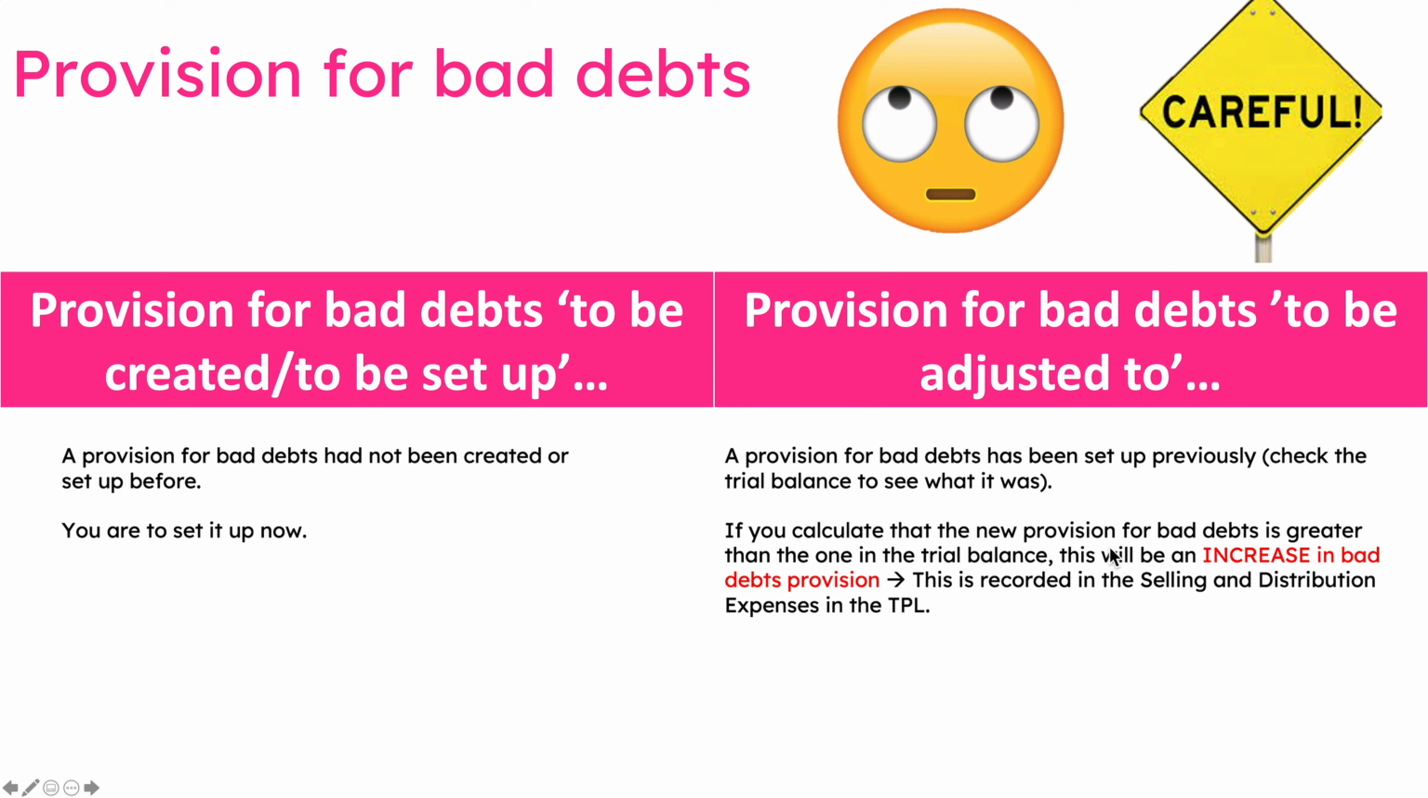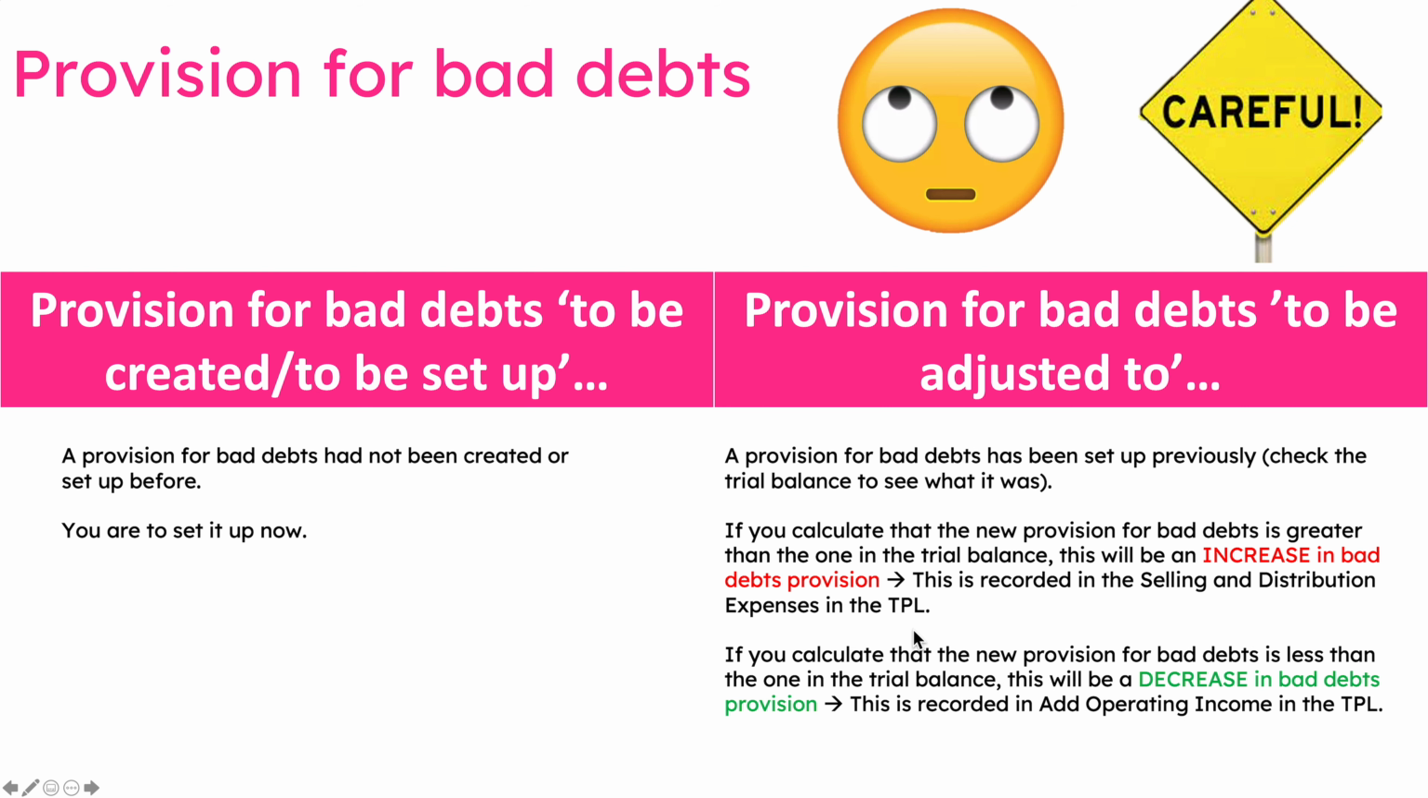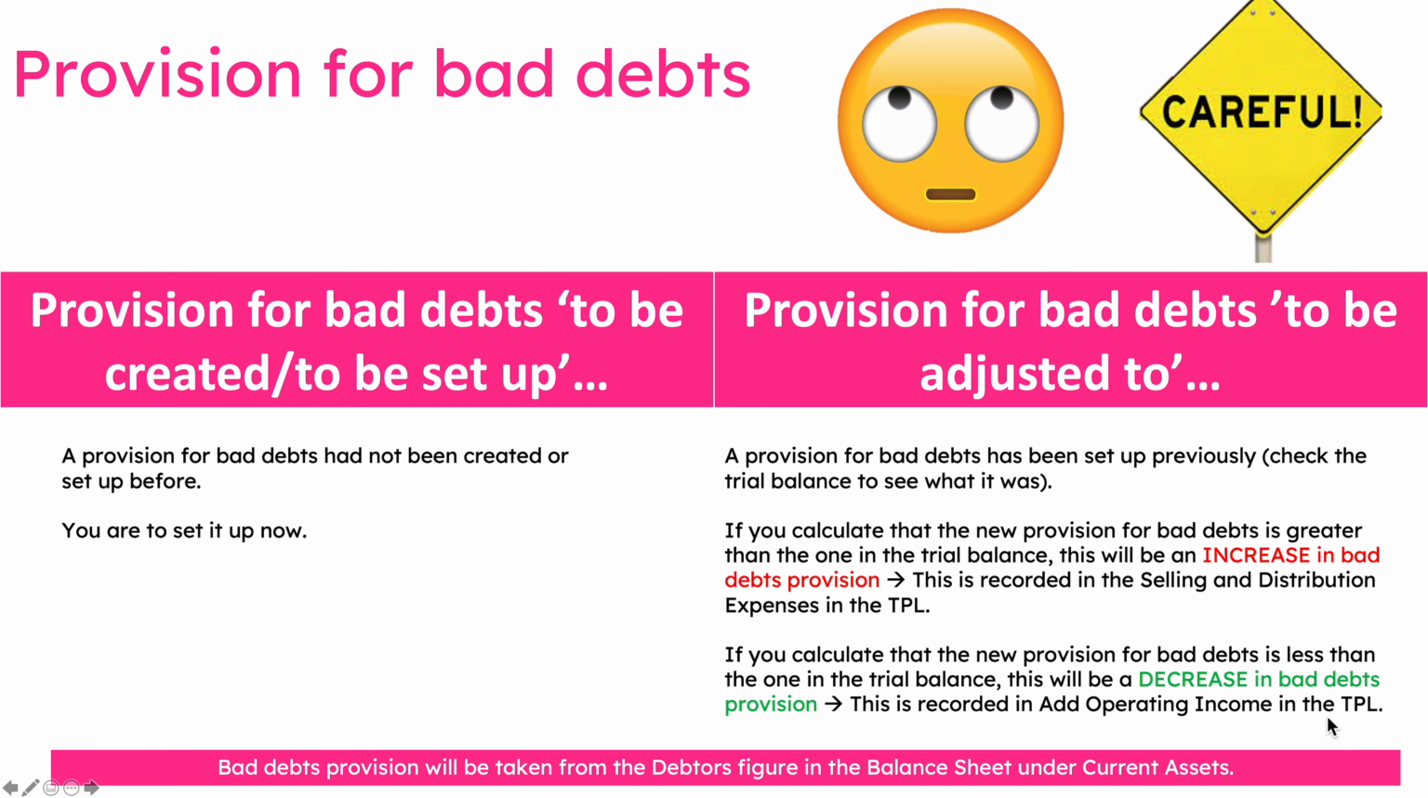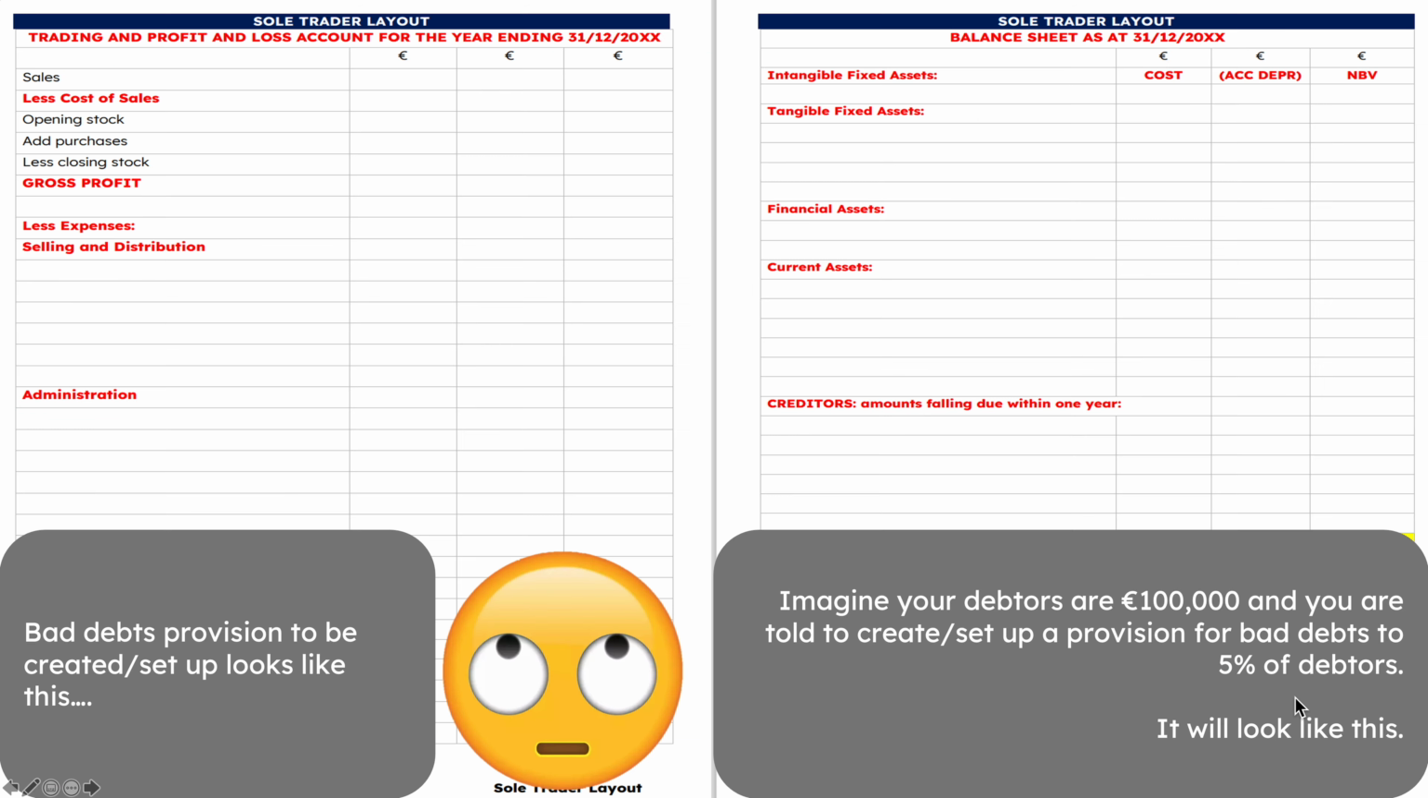If you calculate that the new provision for bad debts is greater than the one in the trial balance, this will be an increase in bad debts provision. This is recorded in the selling and distribution expenses in the TPL. If you calculate that the new provision for bad debts is less than the one in the trial balance, this will be a decrease in bad debts provision. This is recorded in add operating income in the TPL. So bad debts provision will be taken from the debtors figure in the balance sheet under current assets.